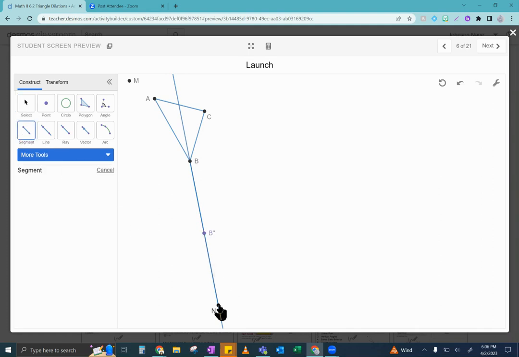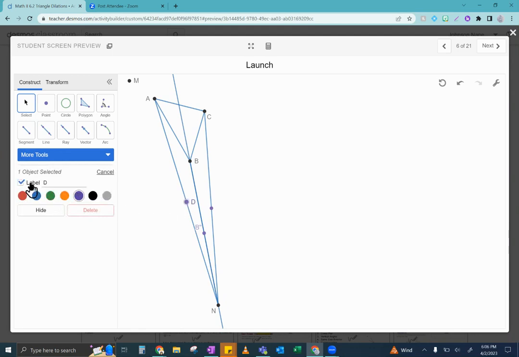And then we're going to do the same thing. We're going to make a segment from N to C, and then we're going to use our midpoint tool, and then we're going to click on that point. And then we're going to do another segment from N to A, and again use that same thing. Now I'm just going to go through and label everybody. So this is going to be called A double prime. And this is C double prime.